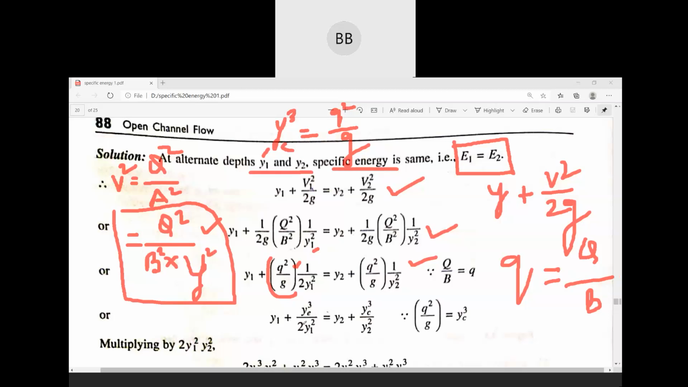Okay, and other terms will remain the same. Here also you have q square by g. So in place of q square by g, you can directly write yc cube. Okay, and other terms will remain the same.